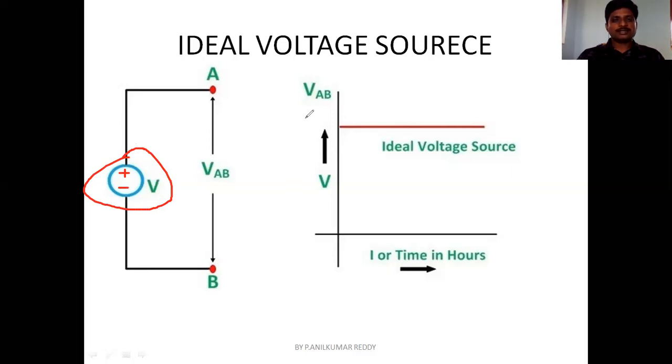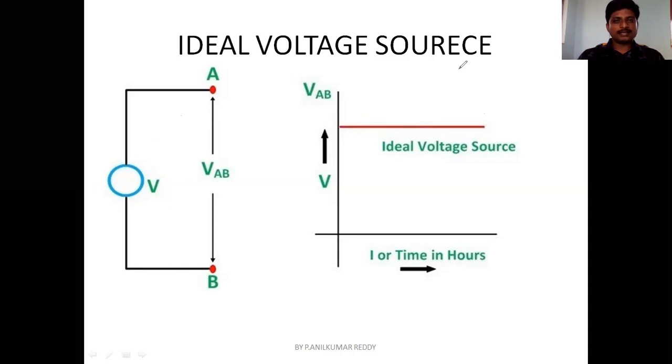Suppose if you want to say this source is an ideal voltage source, then it must have voltage to current characteristics like this. When you are connecting a load across terminals A and B, whatever may be the load voltage, this source is going to supply that voltage without any drop in its voltage, irrespective of load and irrespective of time. So you will get a straight line like this. That is the ideal voltage source.